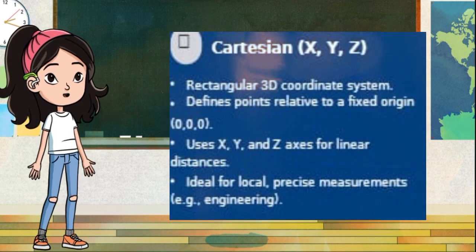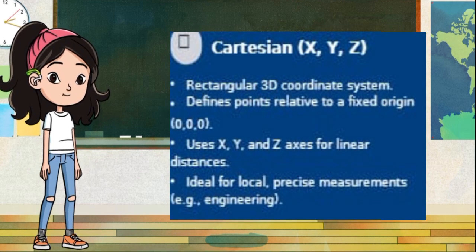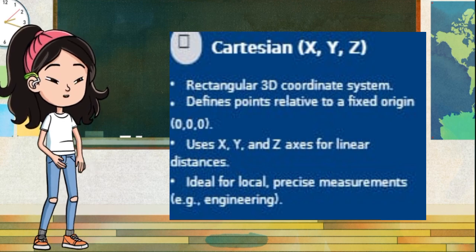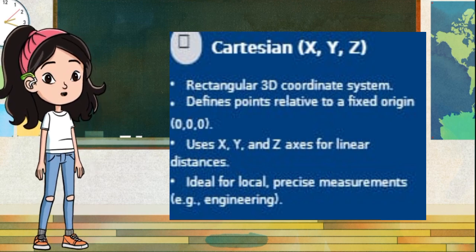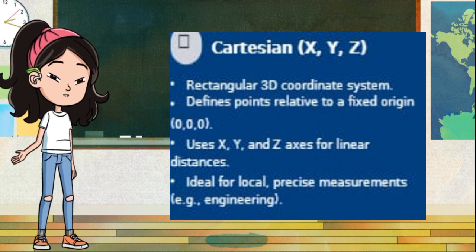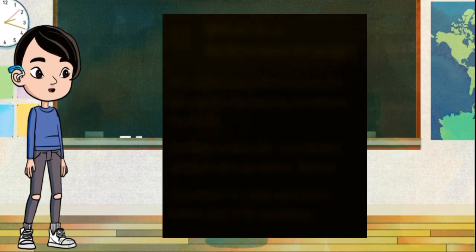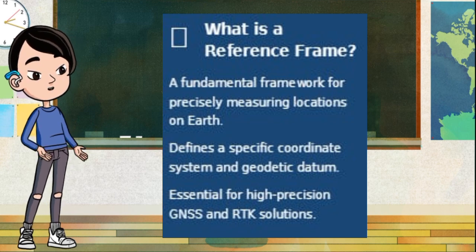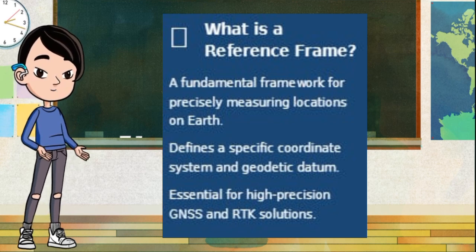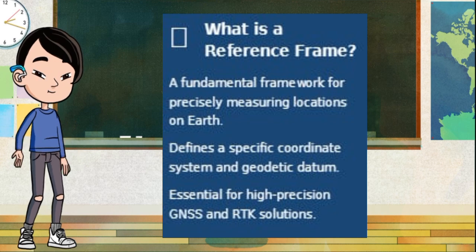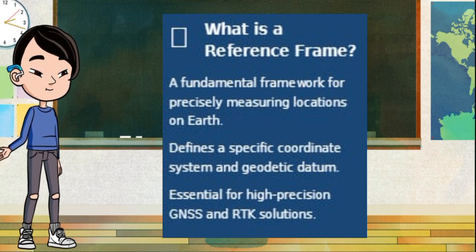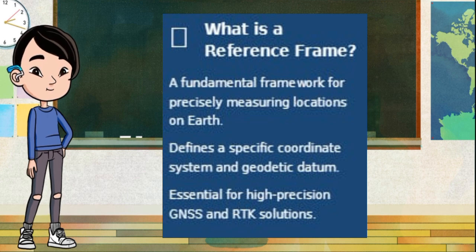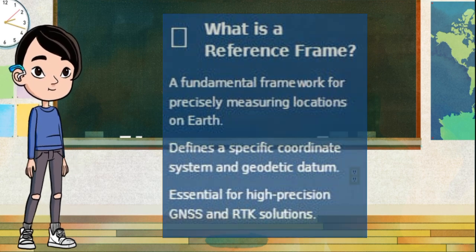Next is the Cartesian, or the XYZ. It is a rectangular 3D coordinate system that defines points relative to a fixed origin, or the 0, 0, 0. We're examining the crucial reference frames that establish spatial foundations for high precision location both globally and right here in the Philippines. These frameworks are essential for accurately defining where we are on Earth.